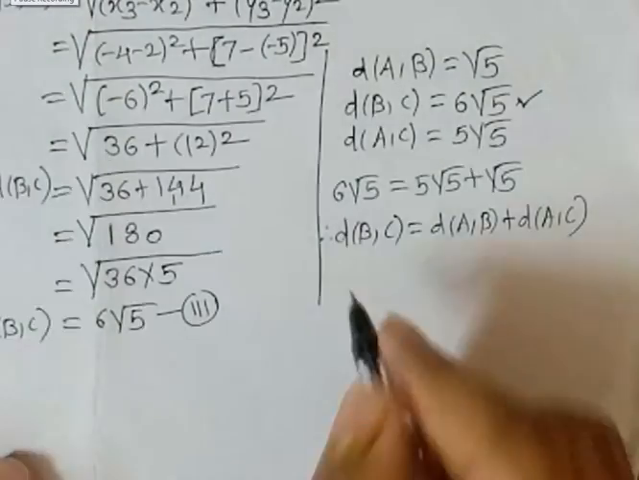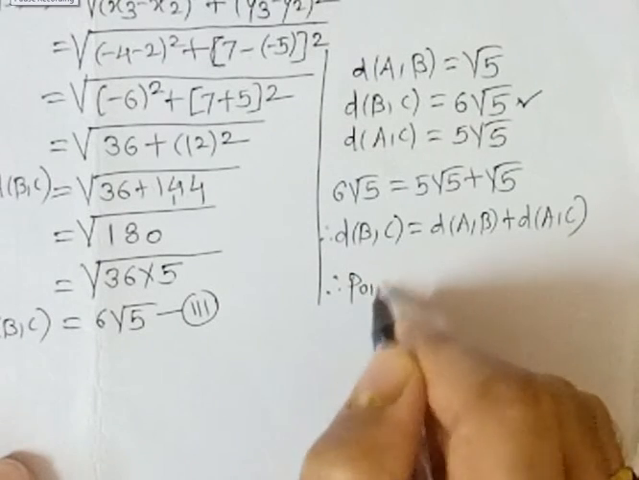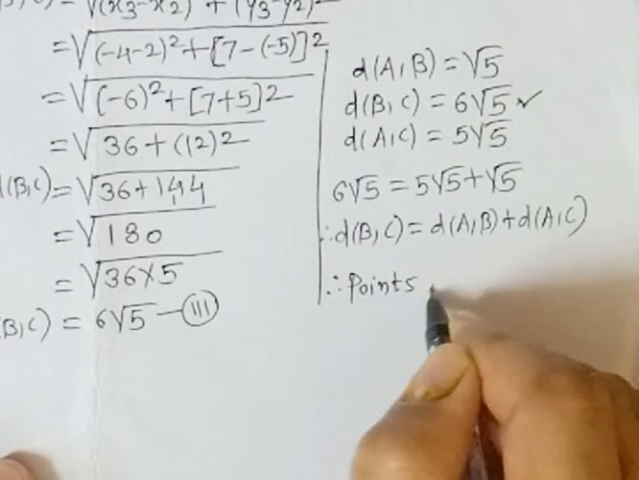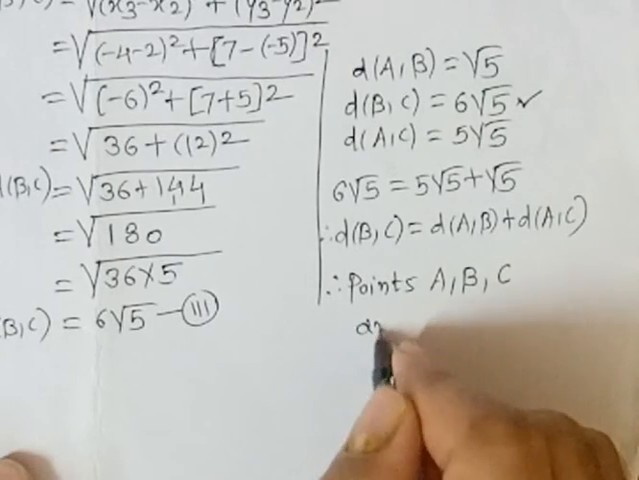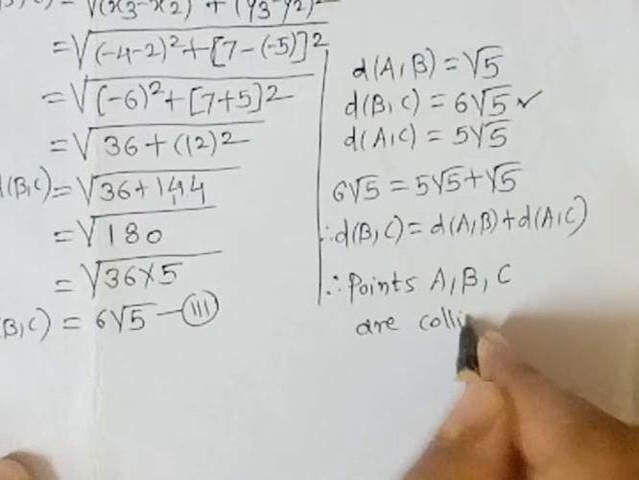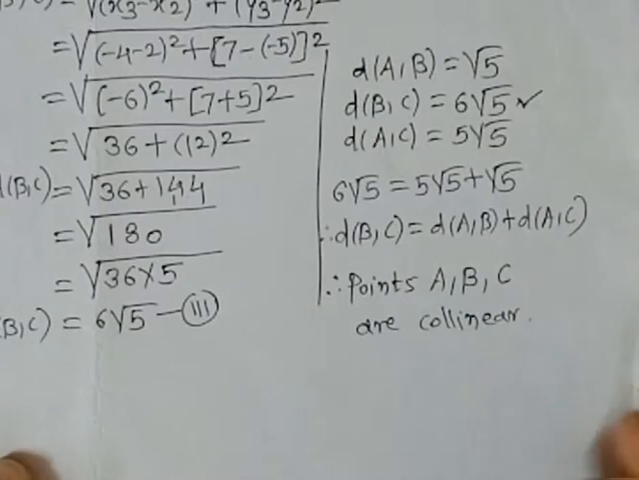Therefore your last answer is: therefore points A, B, C are collinear. Okay, points A, B, C are collinear.